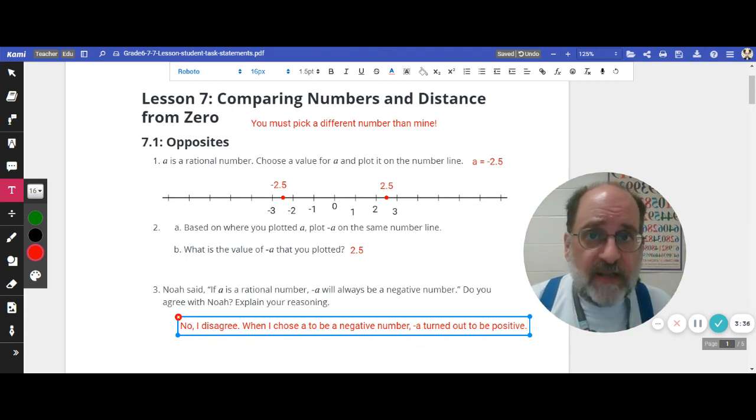So this is an important lesson. Please make sure you learn it. Notice that what we are doing here is we're still talking about distances from 0, reminding you of the absolute value that we've talked about recently.